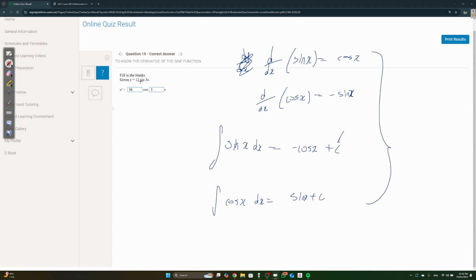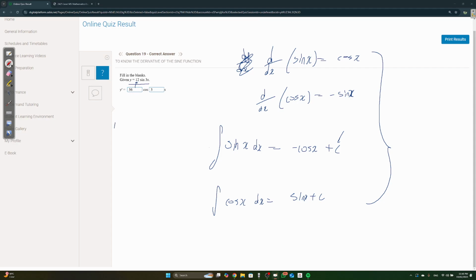Obviously, we're going to capitalize on them. When do we capitalize on them? When you have something inside the function. Now we're working with x. Did I tell you sine ax? No. So we have a few rules. Given y equals 12 sine 3x.